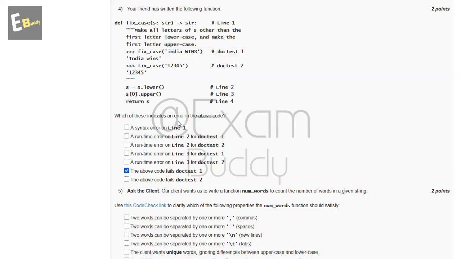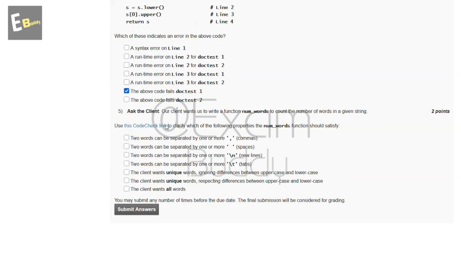Now the fifth question is, ask the client. Our client wants us to write a function num_words to count the number of words in a given string. Use this code check link to clarify which of the following properties the num_words function should satisfy. So these are the options, and the answer of our fifth question is B. Two words can be separated by one or more spaces, C. Two words can be separated by one or more \n, and D. Two words can be separated by one or more \t tabs, and G. The client wants all words.